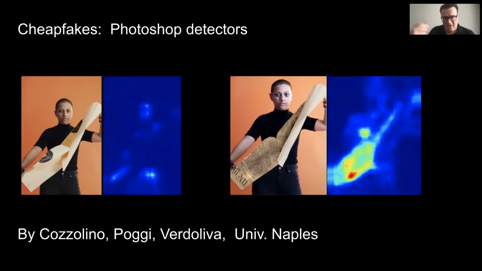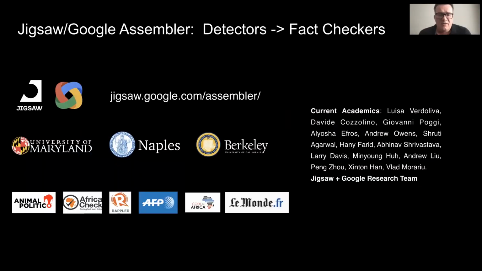Now, if you ask one of the leading universities in this space, by Luisa Redoliver, they have a technique called Splice Detector that can automatically detect that there are some pixels that are most likely fake, and on the real images, it triggers much less.